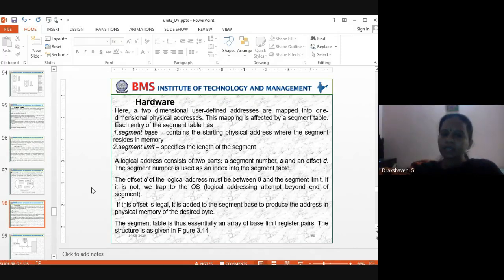A logical address consists of two parts: a segment number S and an offset D. What is S? S stands for segment number. What is the offset? The difference from where to where. The offset D of a logical address must be between 0 and the segment limit. If it is not, we trap to the operating system. If the offset is legal, it is added to the segment base to produce the address in physical memory of the desired byte. The segment table is thus essentially an array of base-limit register pairs.